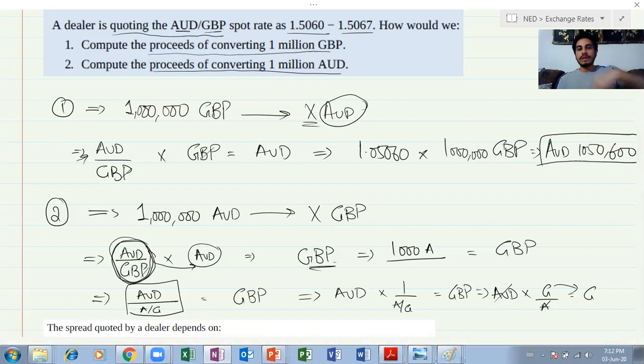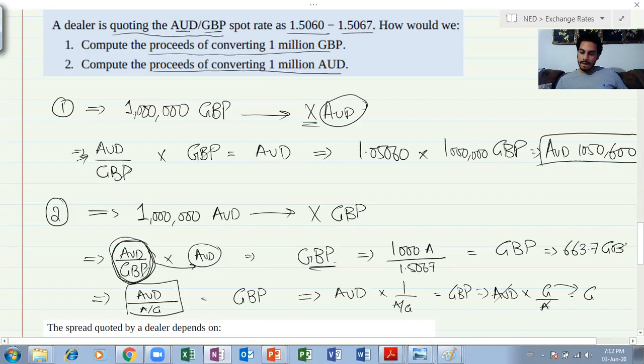So in the division, if we use a higher number in the division, we get a low result, right? So I use the higher number, that is the ask, which is 1.5607. So I get 1000 divided by 1.5607. So I get 663.7 pounds. So that's the pounds I'm getting. And if you want to do it in millions, just multiply it with another 1,000, you get it in millions. So I've just given a concept. How do we make conversions in bid ask? This is a logical rule to make sure that you reach a good result.